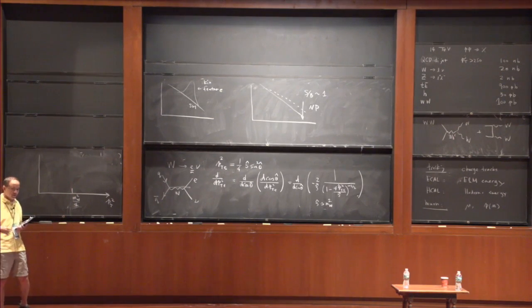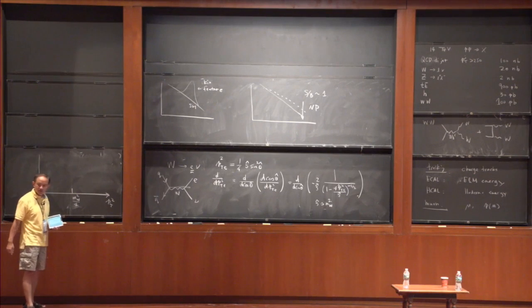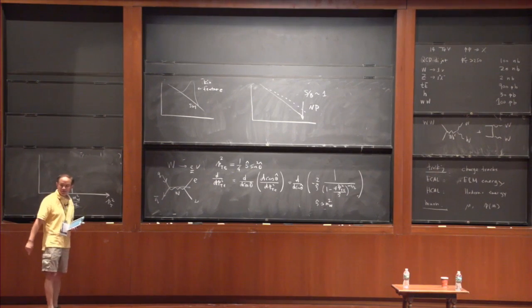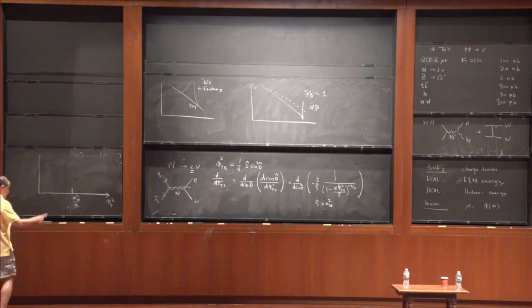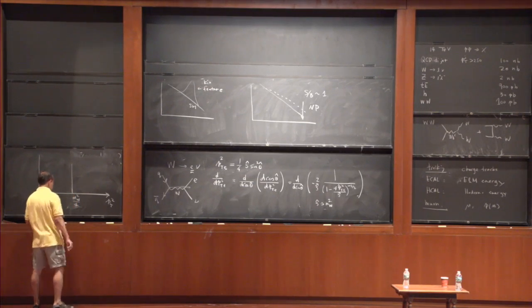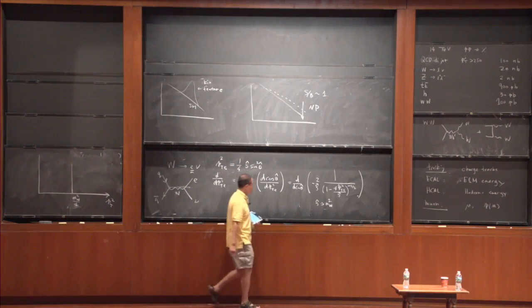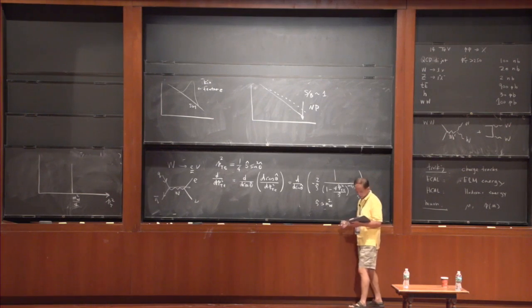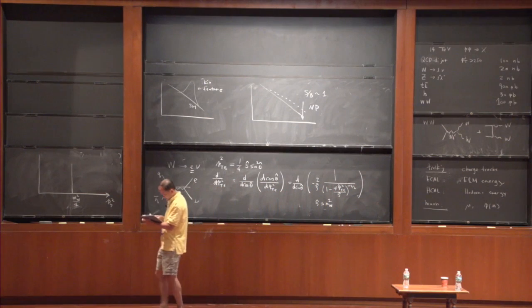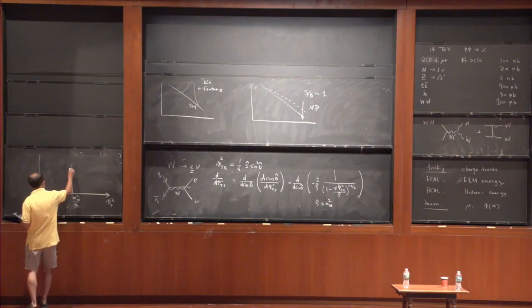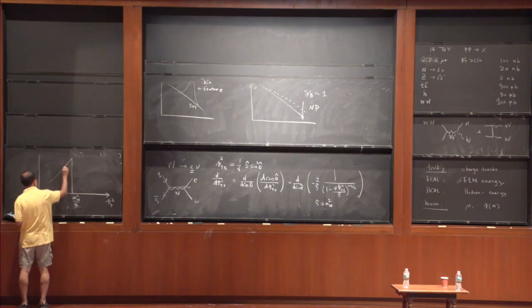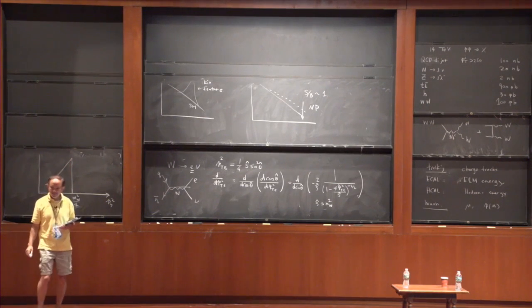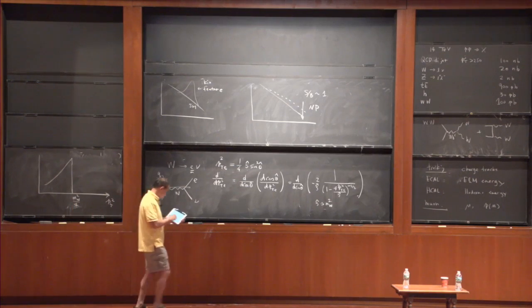That's obvious, just from momentum conservation. The largest the PT can be is half of the W mass, because the other half of the energy has to go to the neutrino. But this tells you something more. It not only tells you there's an endpoint, it tells you the distribution increases towards the endpoint, and has a particular shape determined by this function. So what is that shape? I'm not going to draw this very well. It looks something like this. You can plot this with Mathematica.